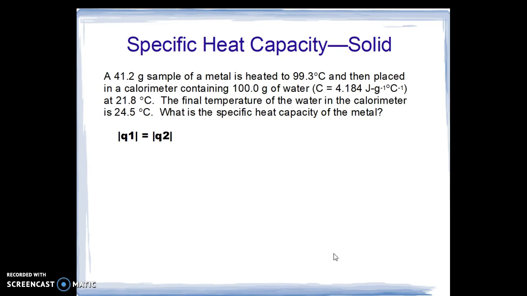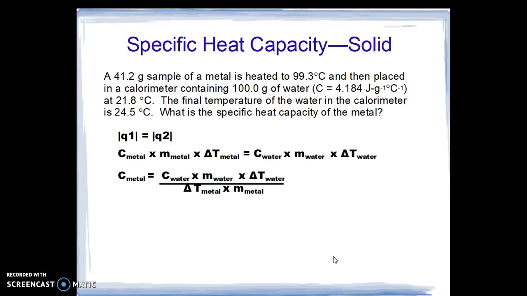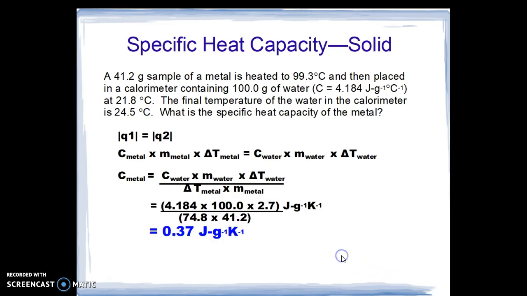The heat lost by the metal is equal to the heat gained by the water, and so we use the mcΔT formula on both sides. When we then solve for the specific heat capacity of the metal, C metal, we get the mcΔT for the water divided by the temperature change and mass of the metal. When we plug the numbers in, as you see here, you get 0.37 joules per gram Kelvin. That's the way you do these specific heat problems.